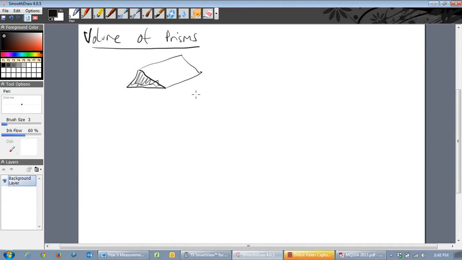So what we're looking at is the volume of prisms, and basically the volume of any prism is equal to the area of its base times its height. So base times height. The area of the base is the area of the thing that is being squished out. In this case it's this triangular shape.